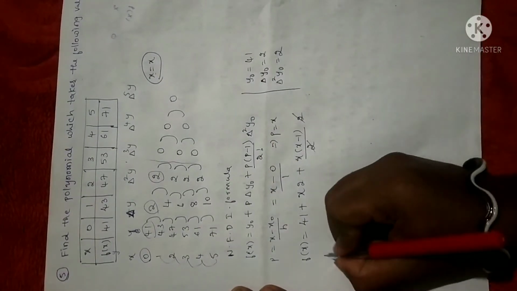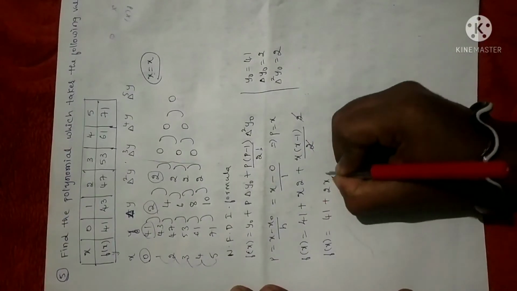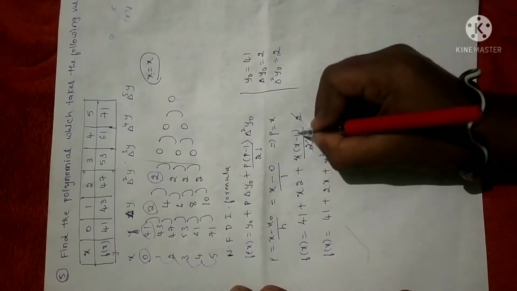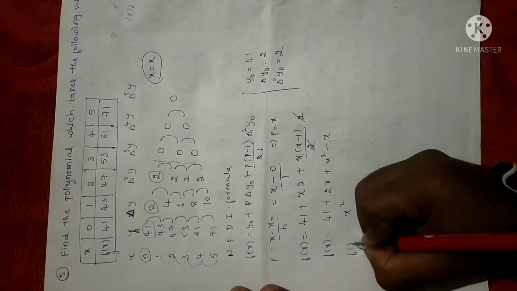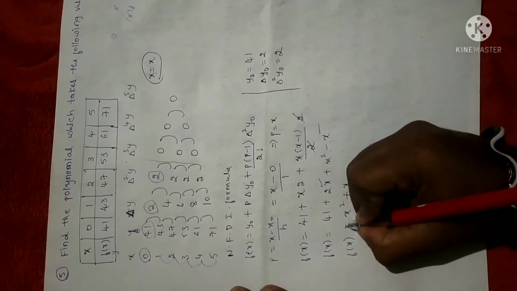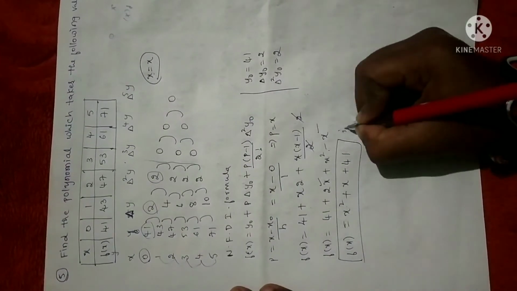So the 2 gets cancelled. So you will get f of x is equal to 41 plus 2 into x, which is 2x, plus x into x minus 1. So x into x is x square, minus x into 1 is x. Now let me arrange. So you will get f of x is equal to x square plus 2x minus x, that is plus x, plus 41. So this is the required polynomial.